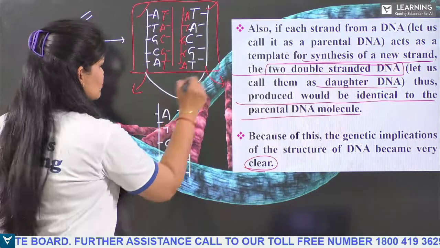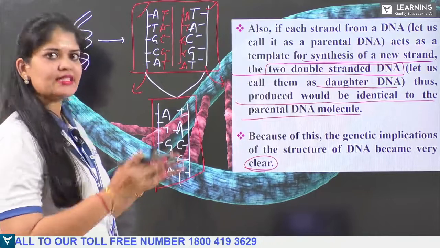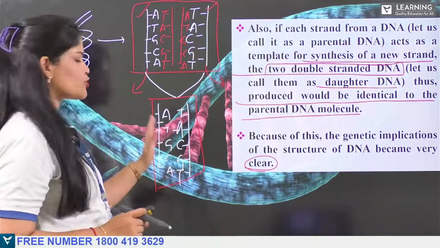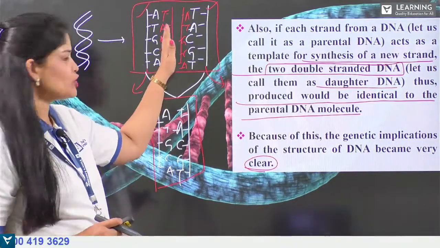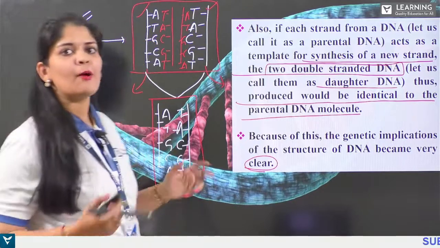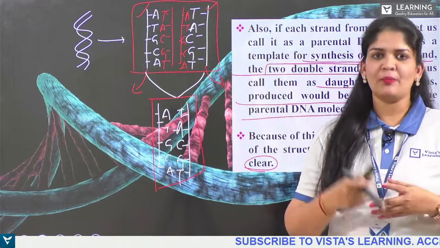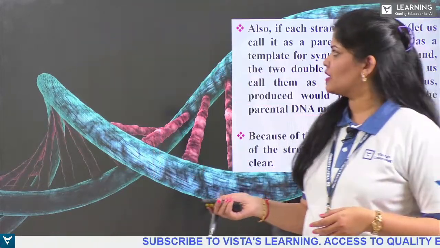See, these two strands, that means this is the parent strand. Parent strands separate and uncoil, and each strand is acting as a template for the formation of the new strand. Now the daughter strands which are produced are similar to the strands of the parent because it is following base pairing, complementary base pairing, right?